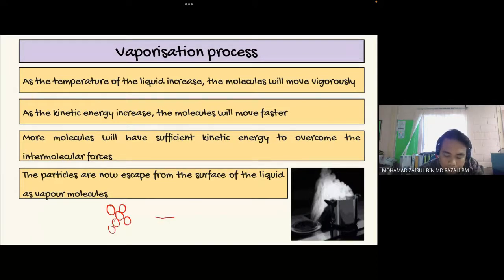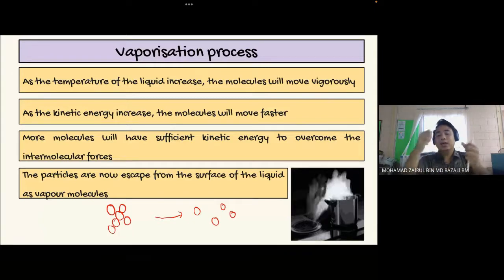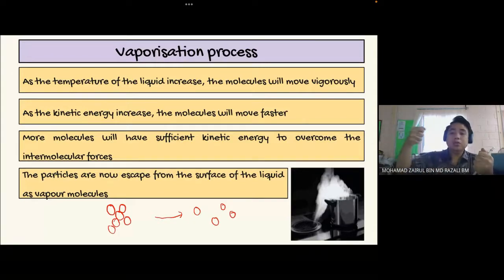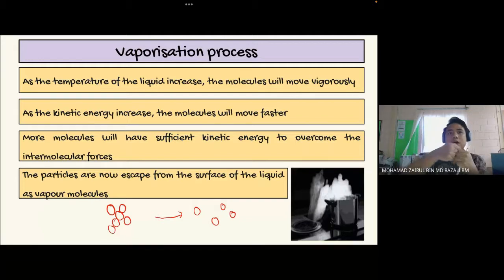Kita nak tukarkan kepada gas, dia jarak-jarak. So sekarang ni kita tengok, kita nak tukar pada gas, maknanya kita kena overcome the intermolecular forces. Awak kena ingat macam ni. Lagi awak nak jarakkan partikel tu, maknanya awak kena supply energy. Sebab apa? Sebab awak nak weakenkan intermolecular forces.